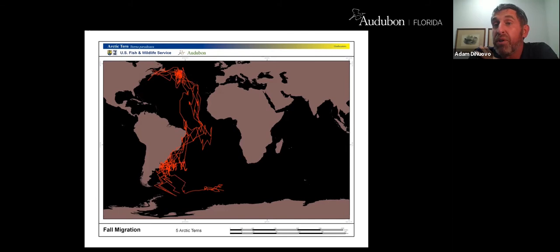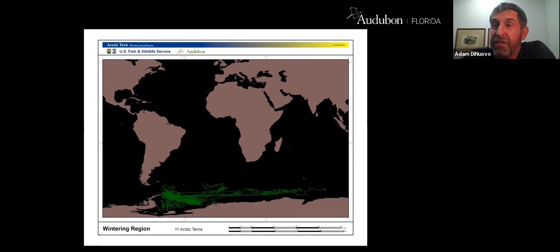And then here is a winter. This is the winter track of 11 birds back and forth along the Antarctic shelf. A lot of density in the Weddell Sea where they seem to be spending a lot of time feeding. So again, that's a spot that needs to be protected. And of course, we all know that area of the world needs to be protected for all sorts of reasons, and all sorts of species depend on it, including humans.